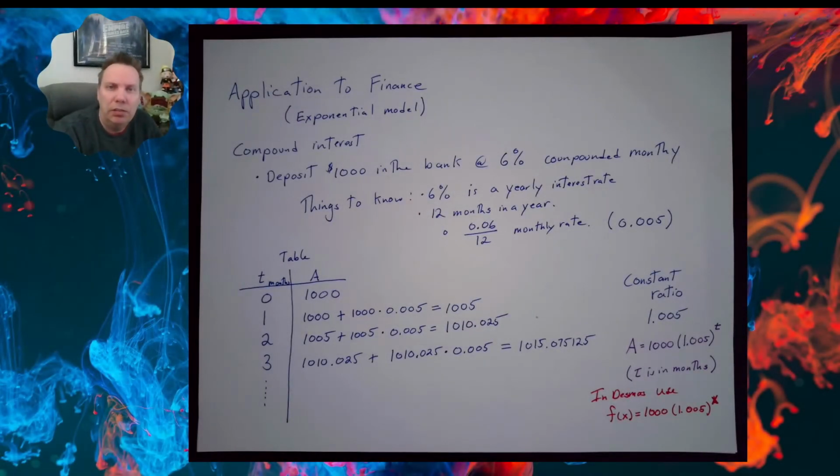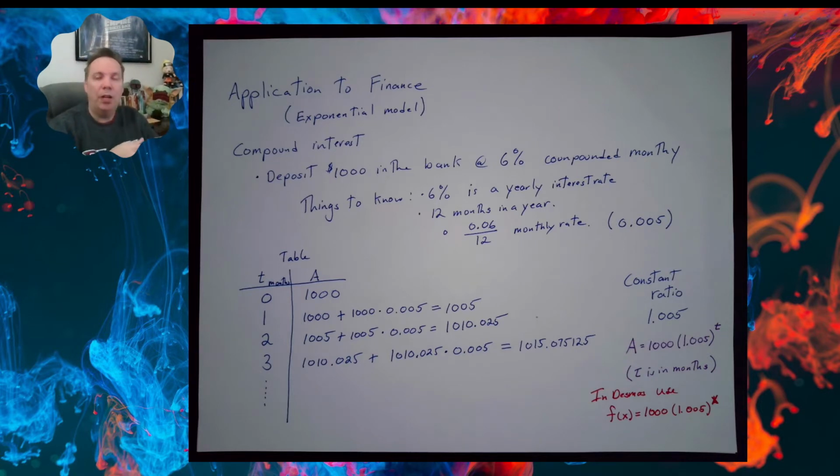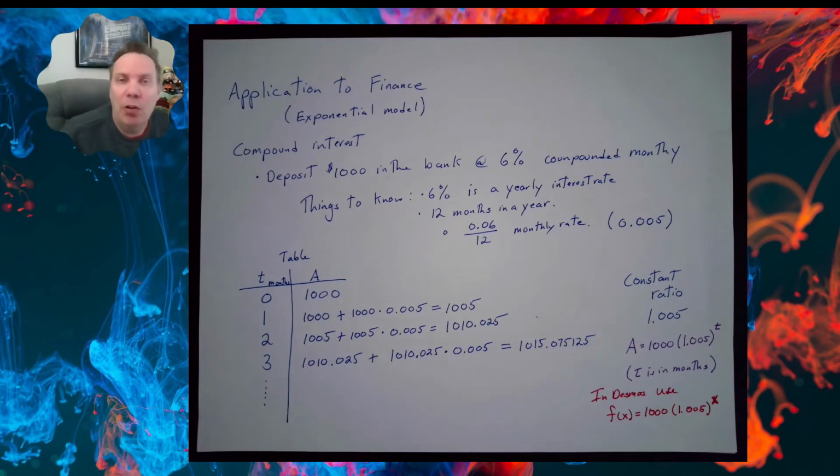A quick application of exponential functions to a financial model. Suppose I deposit $1,000 into the bank, and I'm going to get 6% compounded monthly. So what does that mean? It means that the 6% is not a monthly interest rate, but a yearly interest rate. And I know there's 12 months in a year, so I'm going to take that 6%, convert it into a rate, which is 0.06, and divide it by 12. So my monthly interest rate is going to be 0.005.